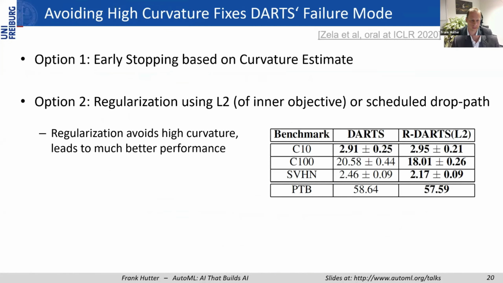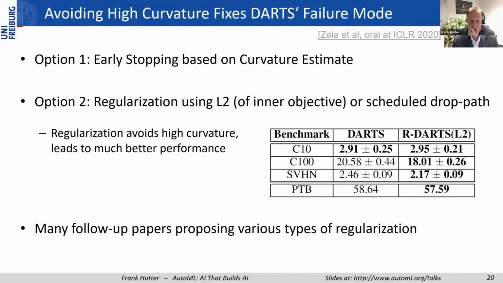And this led to nice results that got the same performance as DARTS on CIFAR-10, which was the dataset used in the DARTS paper, but on a bunch of other data sets and also on these 12 different benchmarks that we evaluated, it got much, much better performance and didn't run into the skip connection issue. And there are actually a lot of different follow-up papers proposing various different types of regularization.